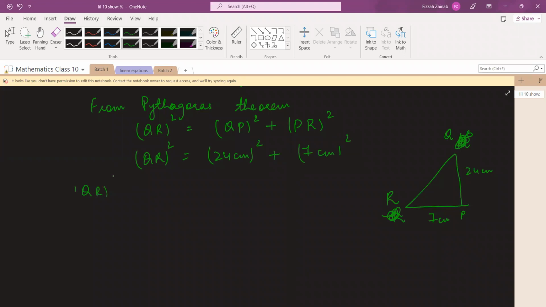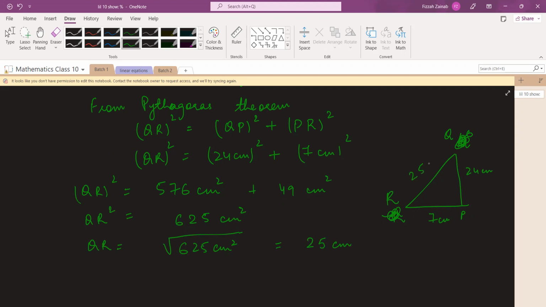So QR square will be 576 centimeter square plus this is 49 centimeter square, right? So QR square is, now this is 6 plus 9 is 15, carry 1, then 7 and 8 and 4 is 12, and then 625 centimeters square. So QR is square root of 625 centimeters square, right? Now 625 is a perfect square of 25, we all know. So this is 25 centimeter, correct?